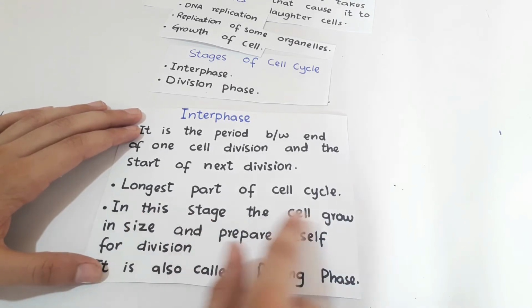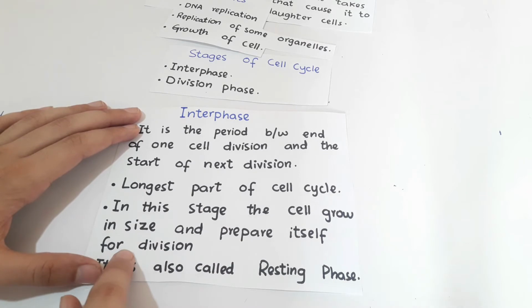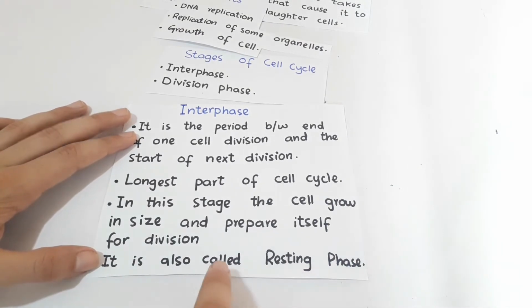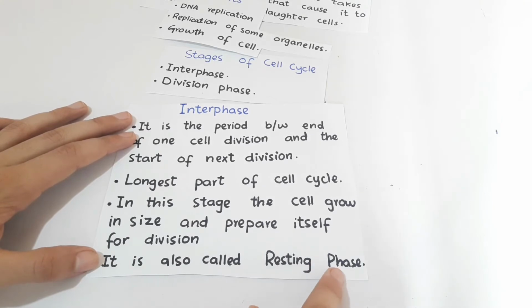In this phase, the cell grows in size and prepares itself for division. It is also called the resting phase, because in this phase the cell does not divide and performs its normal activities.